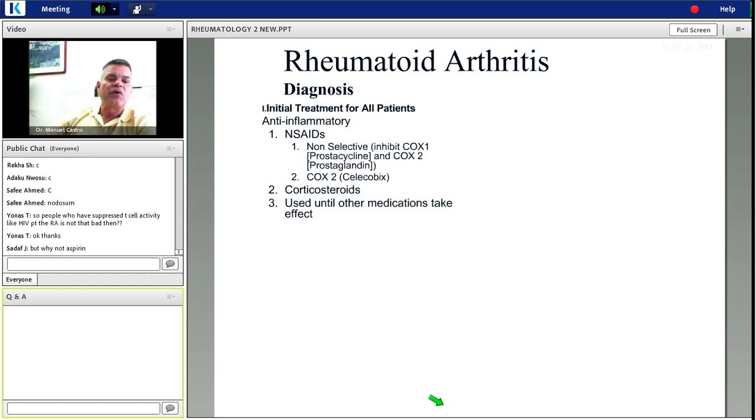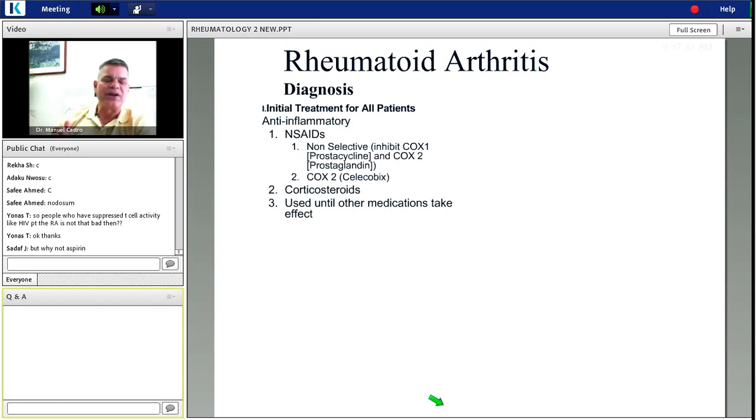Remember that NSAIDs work in the arachidonic acid pathway, blocking the cyclooxygenase pathway, which is one of the main important pathways for inflammation. And remember that it'll block the prostaglandins, right? Prostaglandin I2, D2, E2, that are involved in inflammation, pain, and so on and so forth. We also have COX-2 inhibitors such as Celecoxib that just block cyclooxygenase 2, which is much more specific for inflammation than the non-selective COX-1 and COX-2 inhibitors.